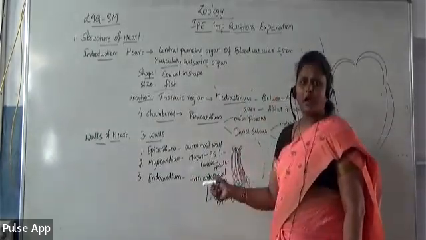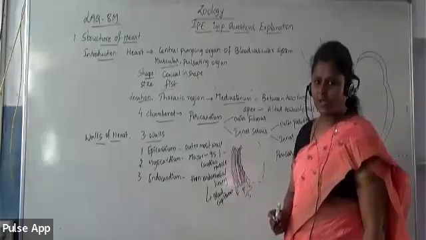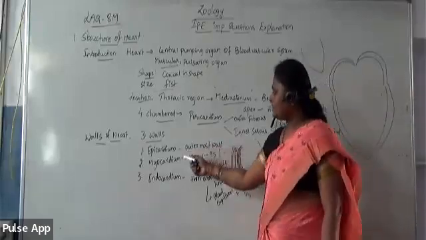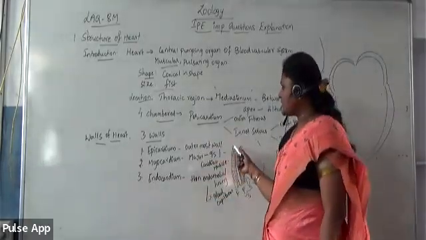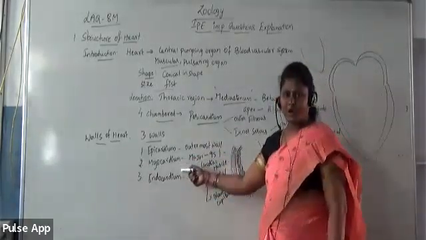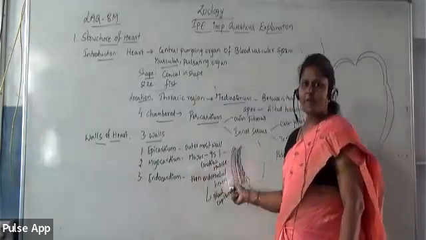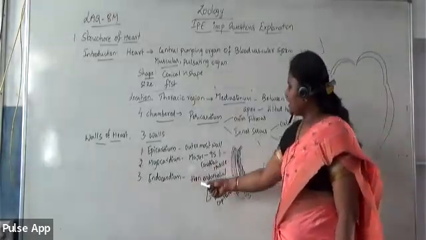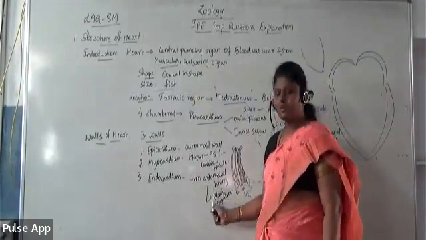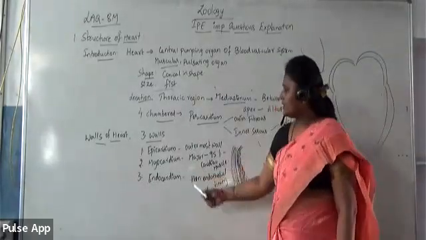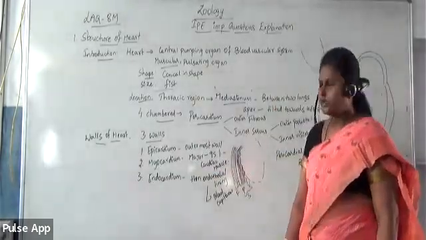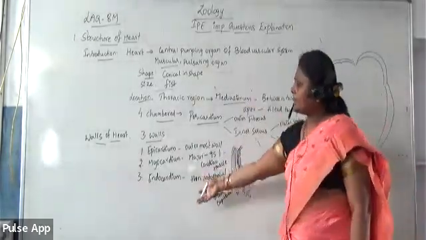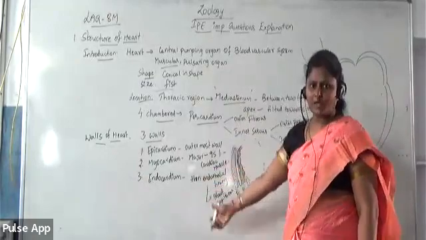So like that, the heart is made up of three walls: epicardium, myocardium, and endocardium. Epicardium is the outermost wall, the middle wall is myocardium, which is made up of cardiac muscle, and the thin endothelial lining comprises the endocardium. So these are the three walls of the heart. Like this, after the introduction, mainly you should mention the walls of the heart.